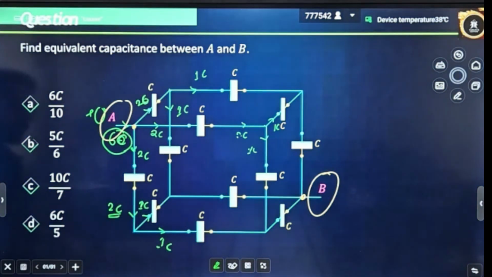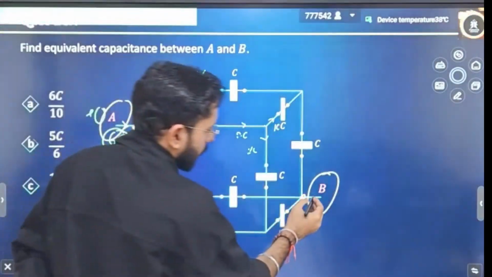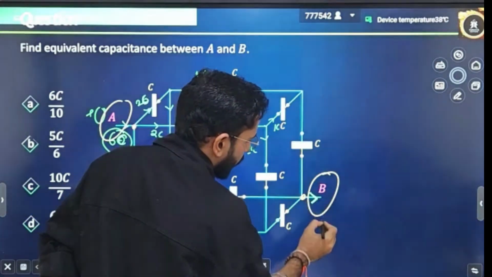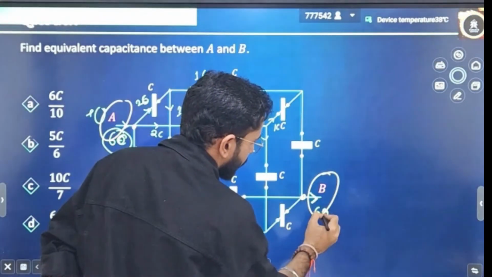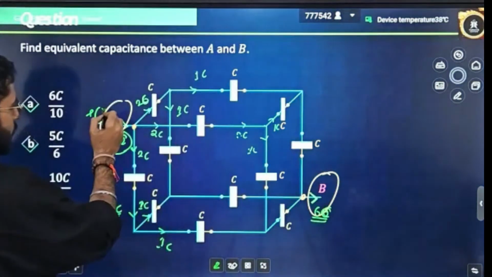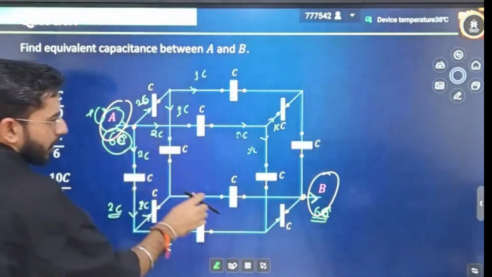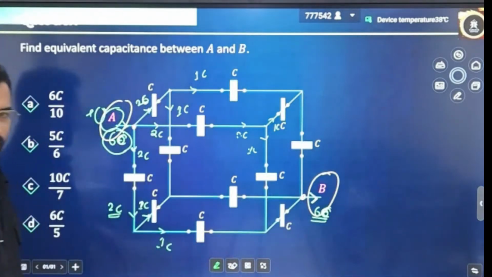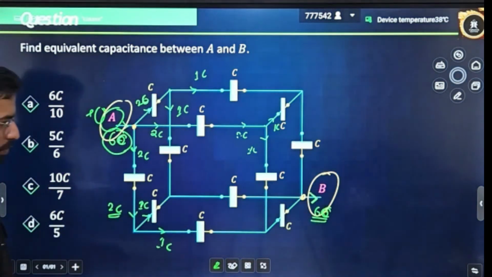Correct? Now finally at B also, can I say the net charge that will be coming will be equal to 6 coulomb, because whatever the net charge that is entering into this section, it will be exiting out also, that will be equal to 6 coulomb. You can cross check also.